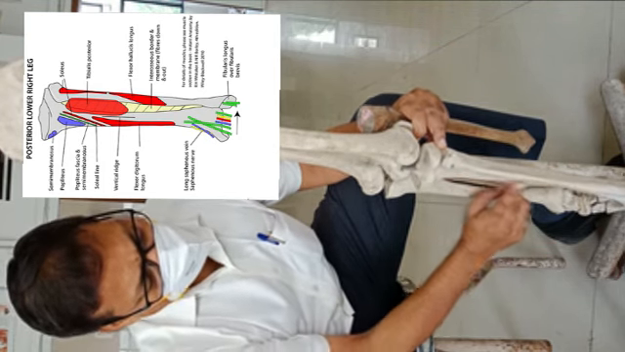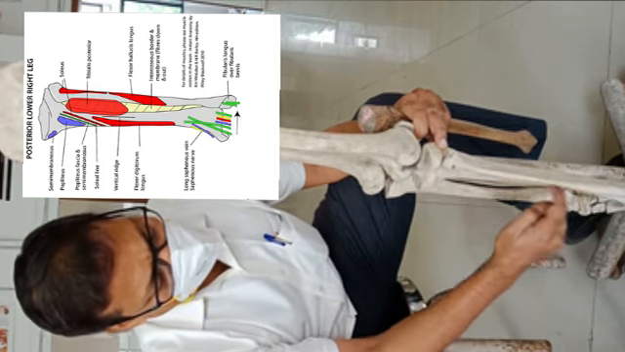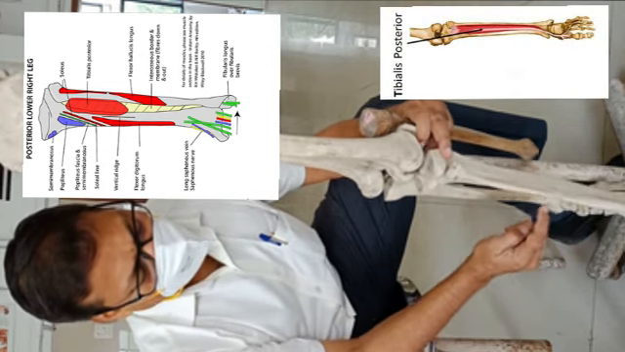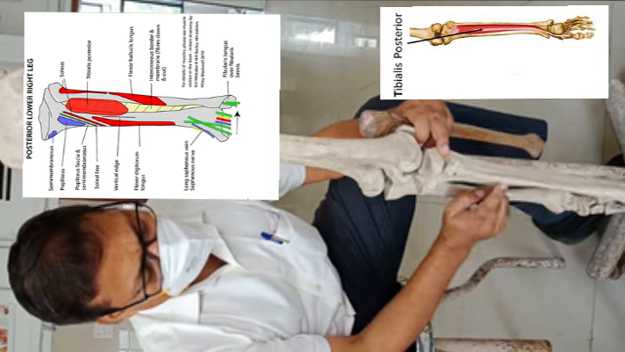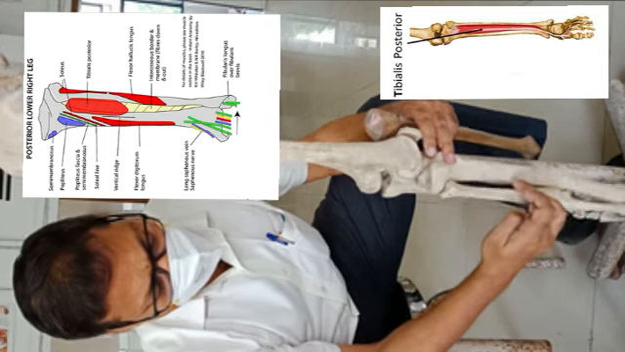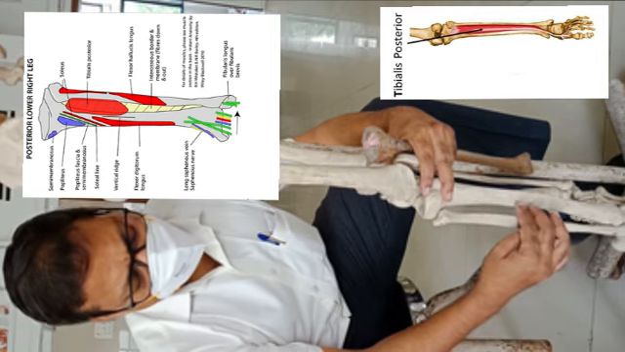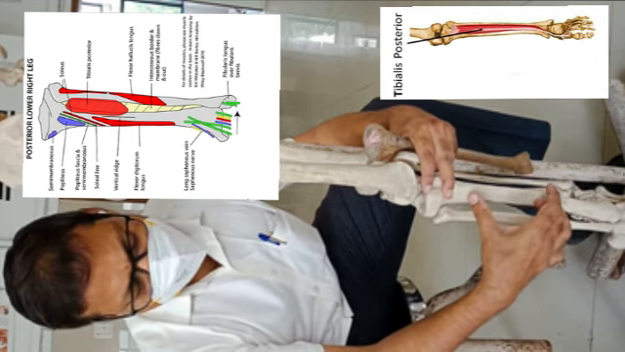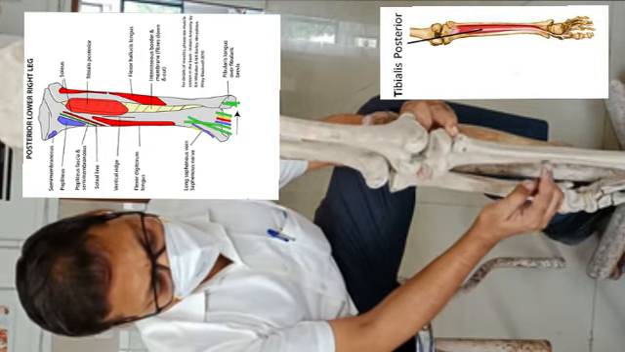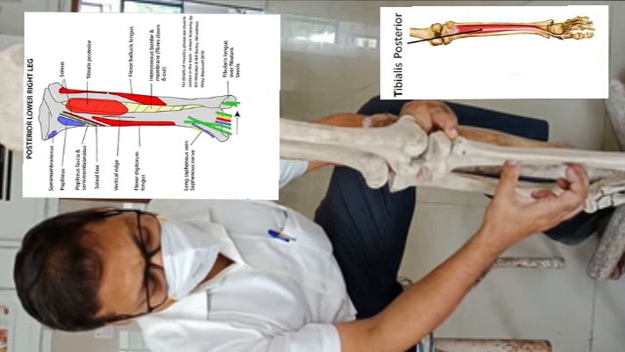Now coming to the posterior surface, here we are getting a vertical line which is dividing this area into the lateral and the medial part of this posterior surface. So this is the interosseous membrane. Just anterior to the interosseous membrane, we are getting tibialis anterior. Just posterior to the interosseous membrane, lateral to this vertical line, we are getting the tibialis posterior.